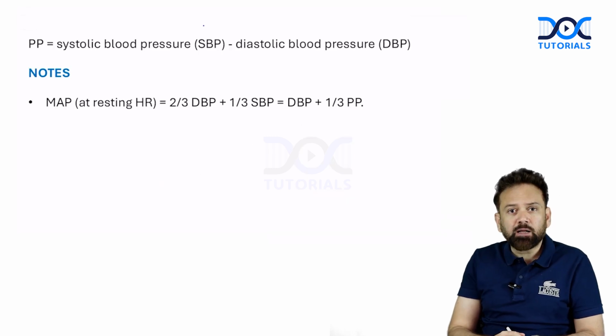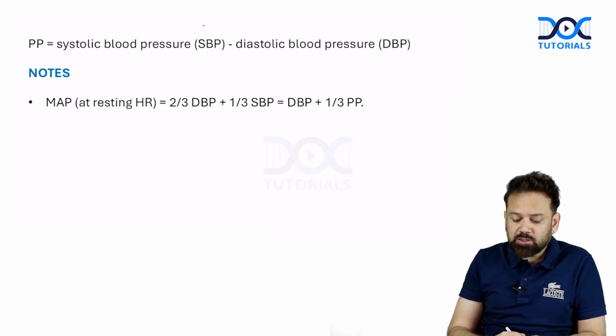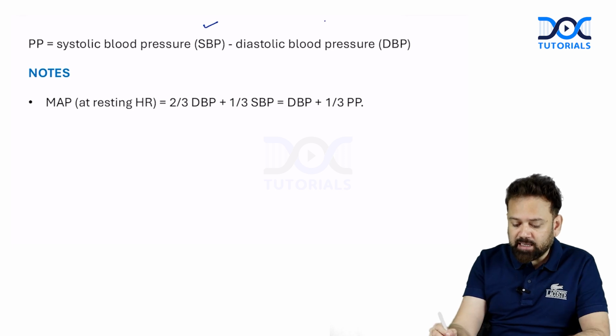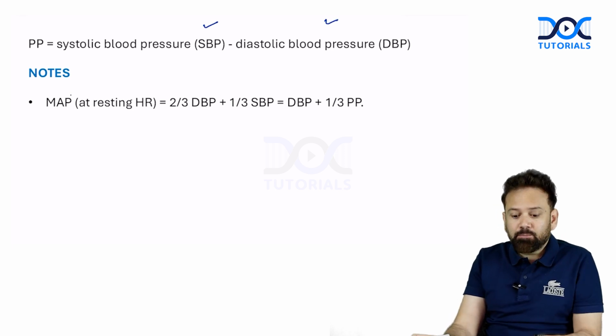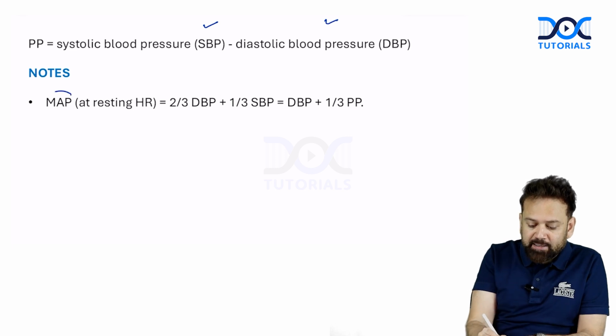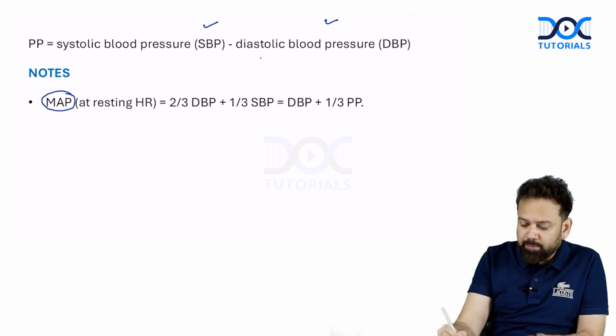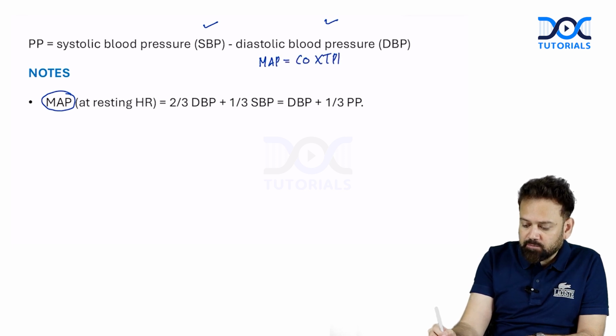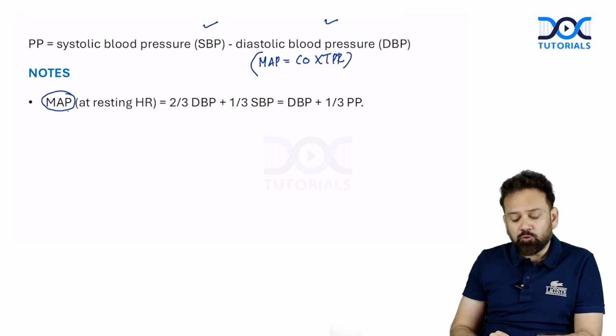Now, what is pulse pressure? Pulse pressure is equal to systolic BP minus diastolic BP. Why I am telling this? Because when we need to look for mean arterial pressure. Just now I told you mean arterial pressure is equal to cardiac output into total peripheral resistance. Okay, like that also you can calculate.